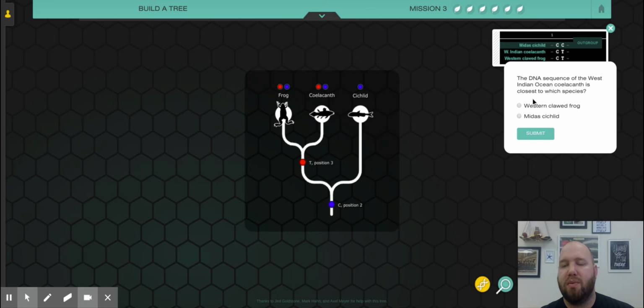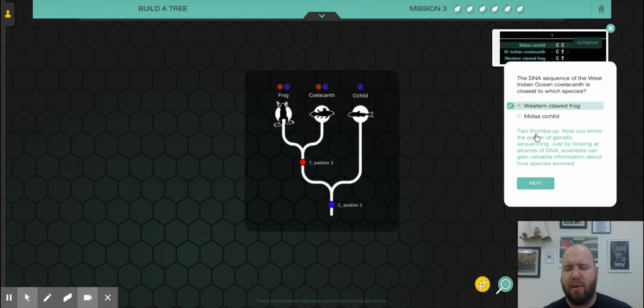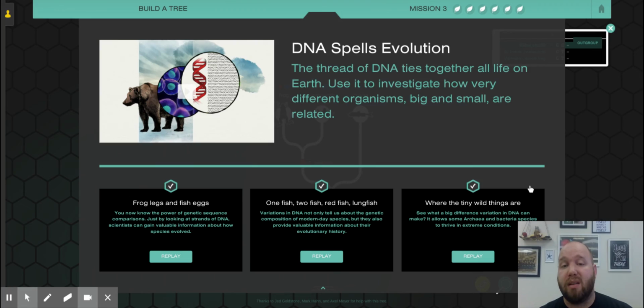DNA sequence of the West Indian Ocean Coelacanth is closest related to which species? It is actually related closer to a frog than it is to a similar fish. So that's a fish that's more closely related to a frog than it is to a fish. That's important. We actually thought coelacanths were extinct for a long, long time because we only found fossil evidence of them, and then we started fishing really, really deep just off the coast of Africa and caught quite a few coelacanths. Pretty cool.